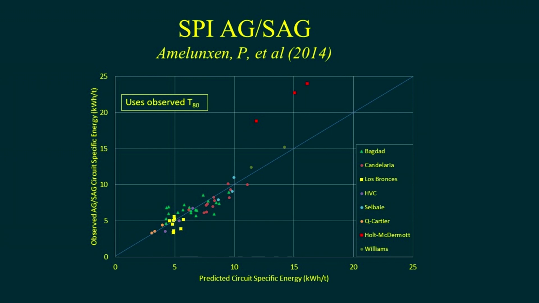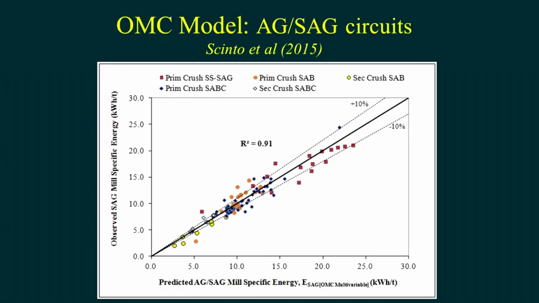I have heard some people say, and this is not confirmed, that maybe the SBI test is not as good for harder ores. This kilowatt hours per ton here, if you're a SAG mill and you're drawing 15 kilowatt hours per ton, that's a seriously hard ore. That is a very, very hard ore. Whether that's the case or not, I simply don't know.